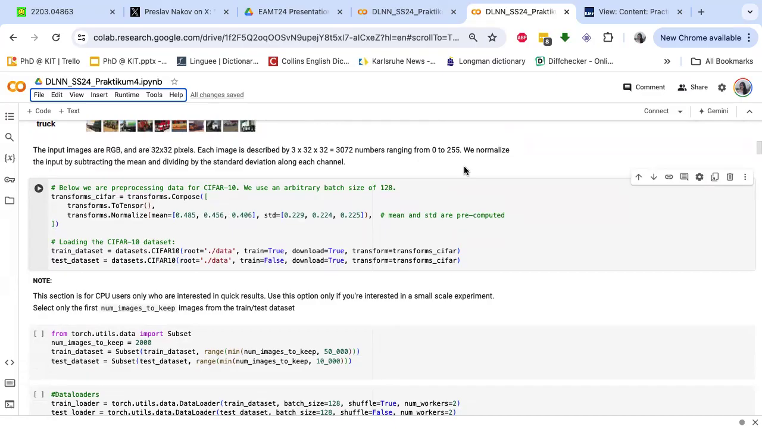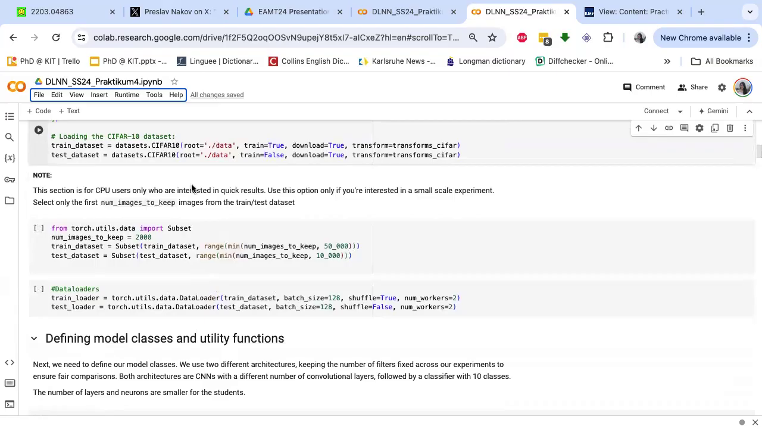Similar to last time, we will normalize the input by subtracting the mean and dividing by the standard deviation for each channel. For this part, you can take the code for granted. Here, the mean and the standard deviation of the dataset is already defined. So this process is already done for you.